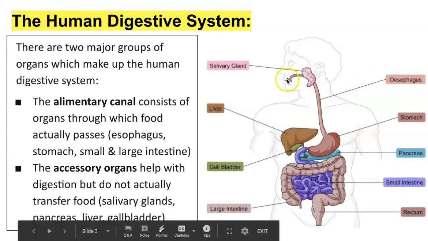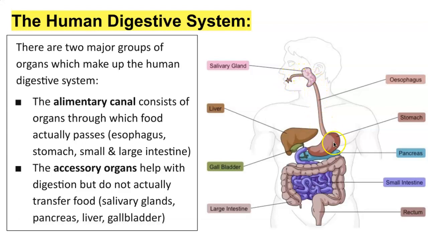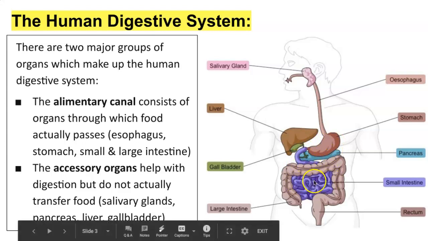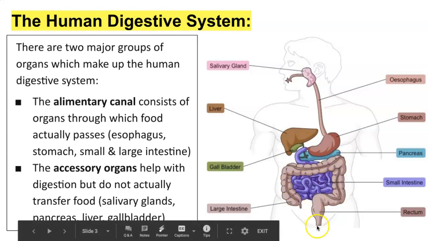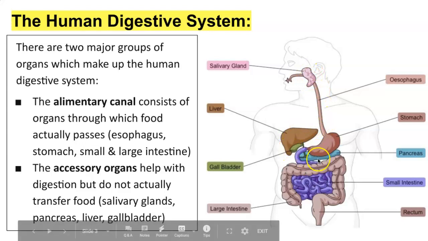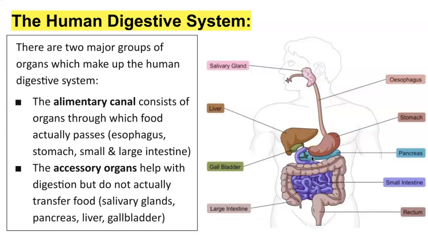So the alimentary canal would be this, the esophagus, and then the stomach, and then moving through the small intestine, which is all this purple, and then moving through the large intestine, which is also called the colon, and then moving out through the rectum and the anus. So that's the alimentary canal, whereas the accessory organs are things like the salivary glands here, the liver, the gallbladder, and the pancreas. Cool? Okay, so if you need to pause it to get those notes, pause it to get those notes.